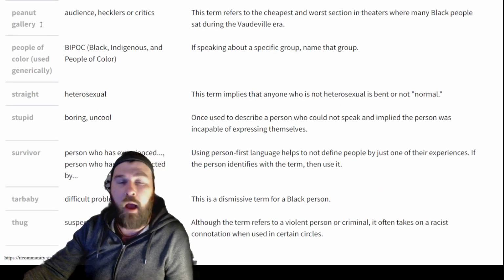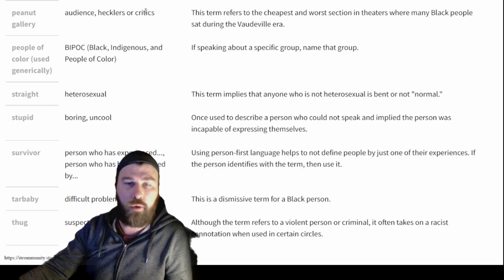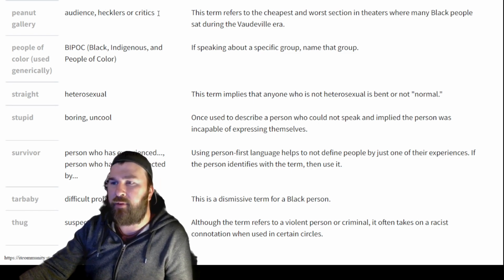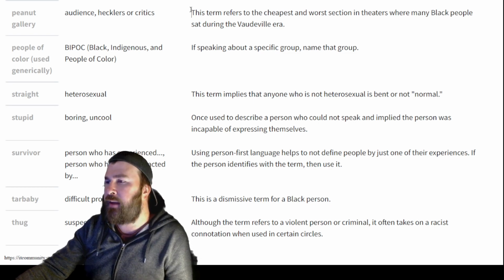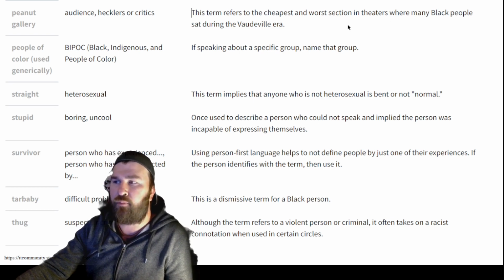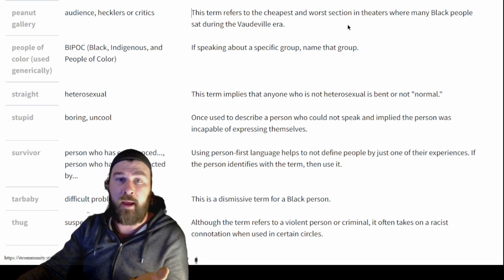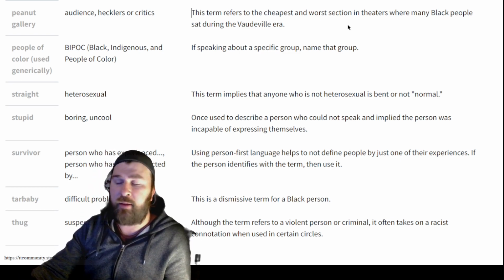Now, peanut gallery, I found that one very interesting as well, because now you have to say audience, hecklers, or critics. So it kind of covers everything, right? So it depends on why you're calling them the peanut gallery. This is the definition that they say, right? So it's actually a racist term, and it refers to the cheapest and worst section in the theaters. I didn't know that. I'm gonna actually look that up because I find that interesting.